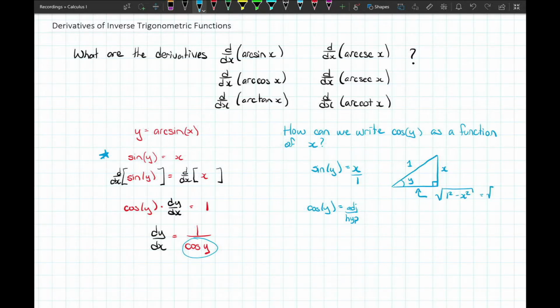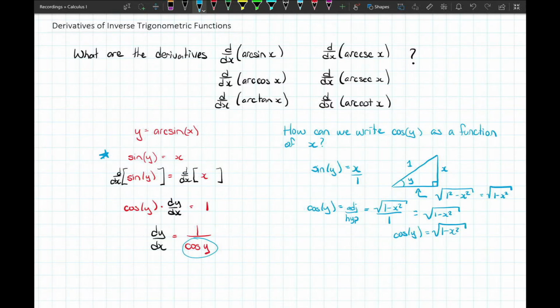So the remaining side has a length of the square root of 1 minus x squared. And that means that cosine y can be written as the square root of 1 minus x squared, as the adjacent, divided by the hypotenuse, which is 1. And of course, since it's just over 1, cosine y is simply the expression root of 1 minus x squared. And so we can make the replacement: cosine y equals the square root of 1 minus x squared.